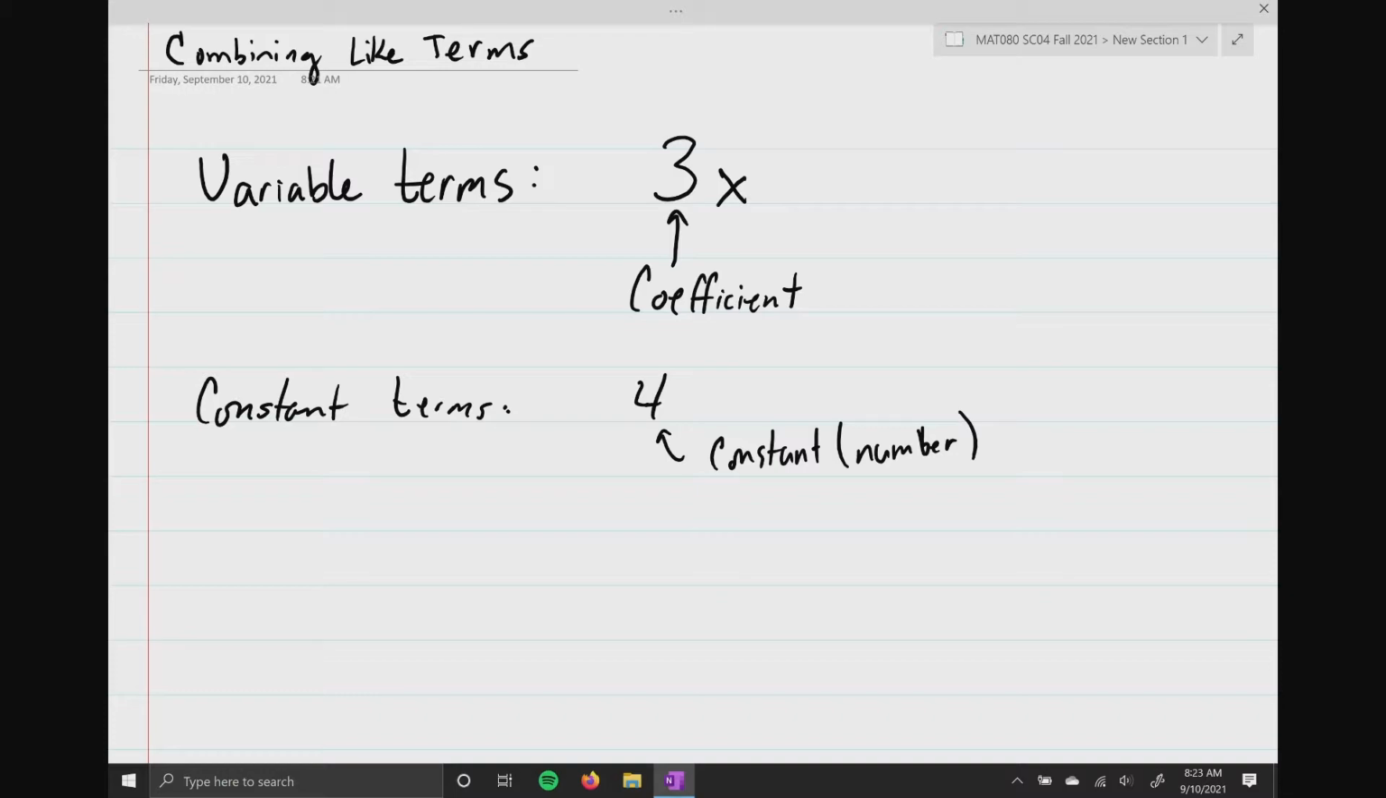Today, we're going to combine like terms, which kind of implies that we are going to be combining variable terms with other variable terms, and then we're going to be combining constant terms with other constant terms. But there is something that we need to check, all right? So the process, and this is what I would be testing you on.